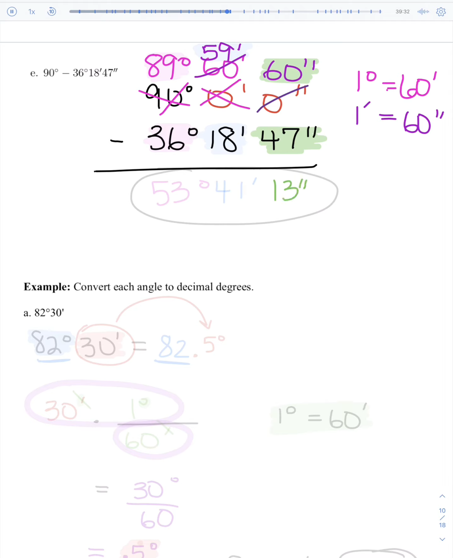13 seconds. And I also have my 59 minutes minus my 18 minutes, which will be 41 minutes. And then lastly, I have 89 degrees minus my 36 degrees, which is going to be 53 degrees. So my final answer is 53 degrees, 41 minutes, and 13 seconds.